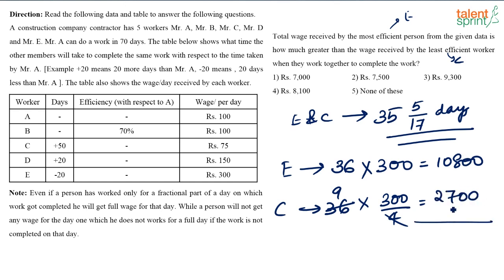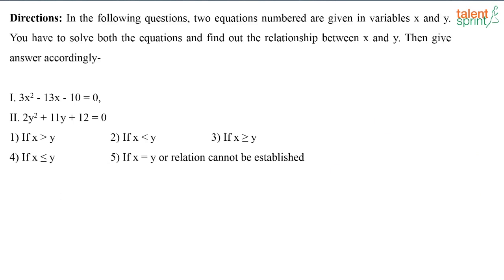Find out this difference. What is the difference between these two? 10800 minus 2700. It is nothing but 8100. Option 4. 8100 is your answer. Next one. The next question is on equation. This time in the paper there were 4 to 5 questions on equations.